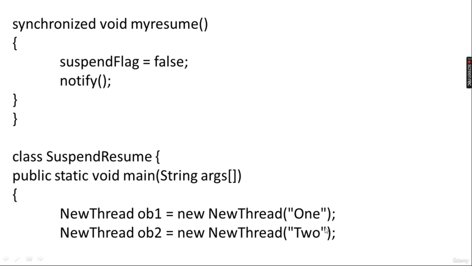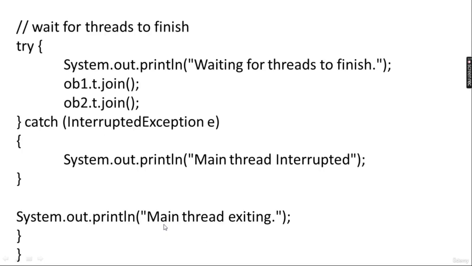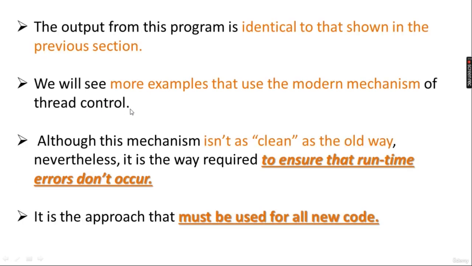Now, we have created two threads, 1 and 2. Thread dot sleep 1000. Object 1 dot my suspend, suspending thread 1, again after 1 second, object 1 dot my resume, resuming thread 1. Then object 2 dot my suspend, suspending thread 2, and after 1 second, object 2 dot my resume, resuming thread 2. InterruptedException is also caught. Now waiting for the threads to finish, object 1 dot t dot join, object 2 dot t dot join. The output of the program is identical to that shown in the previous session.